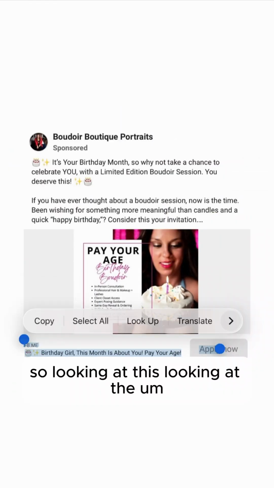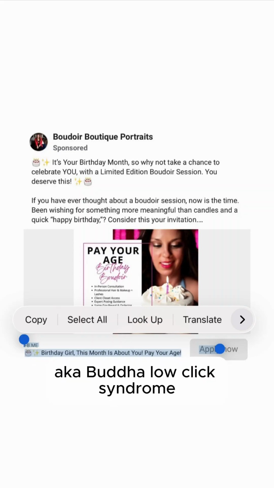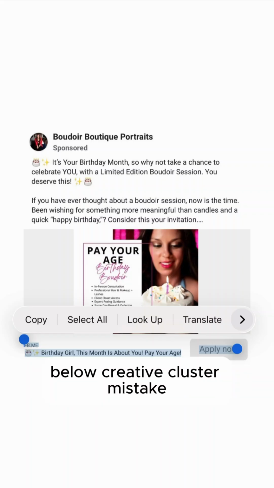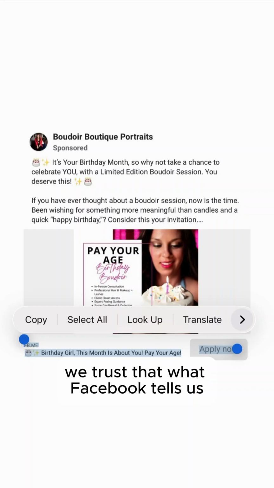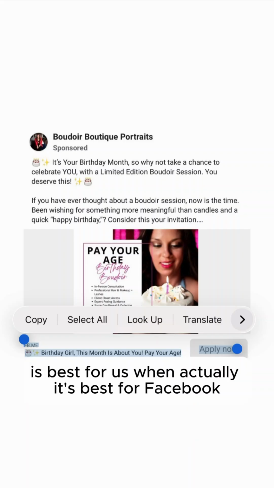So looking at this BLC, we're going to diagnose this, see if we believe it has BLCS, aka Boudoir low click syndrome. So right here we've got the below creative cluster mistake. The false belief that caused us to make this mistake is we trust that what Facebook tells us we should fill out when creating our ads is best for us, when actually it's best for Facebook.